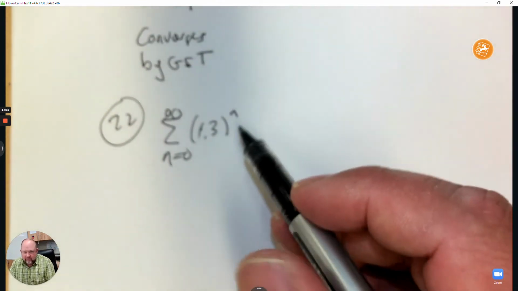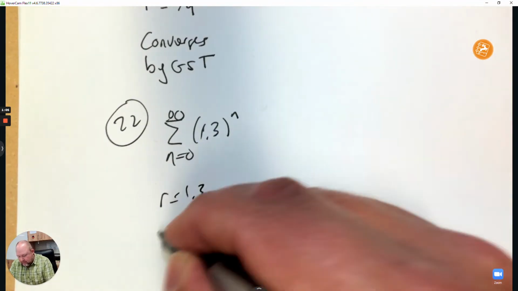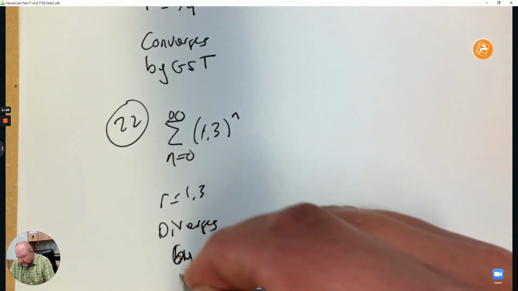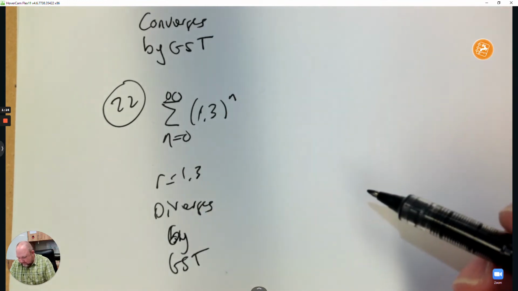Again, it's geometric. We have a base to an exponent that's a variable. The common ratio is 1.3, so therefore it diverges, because the common ratio is greater than 1.